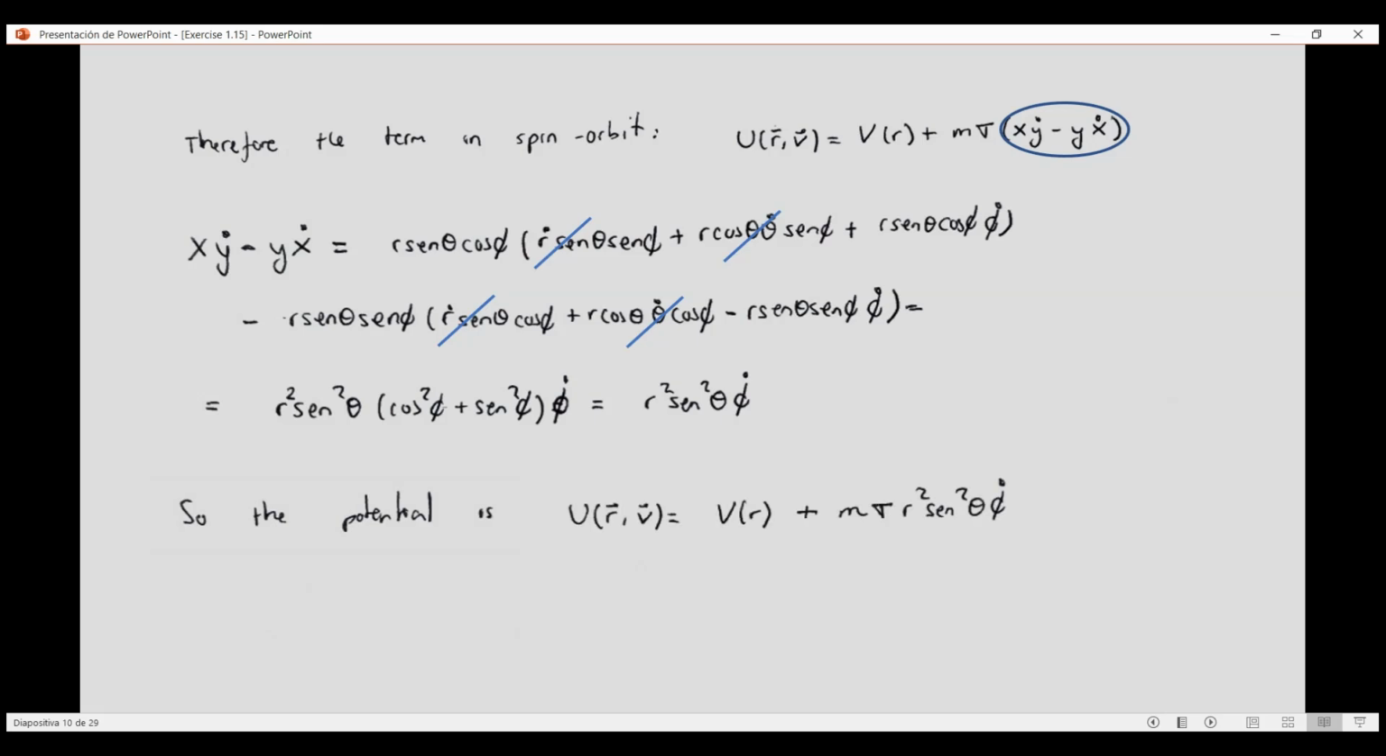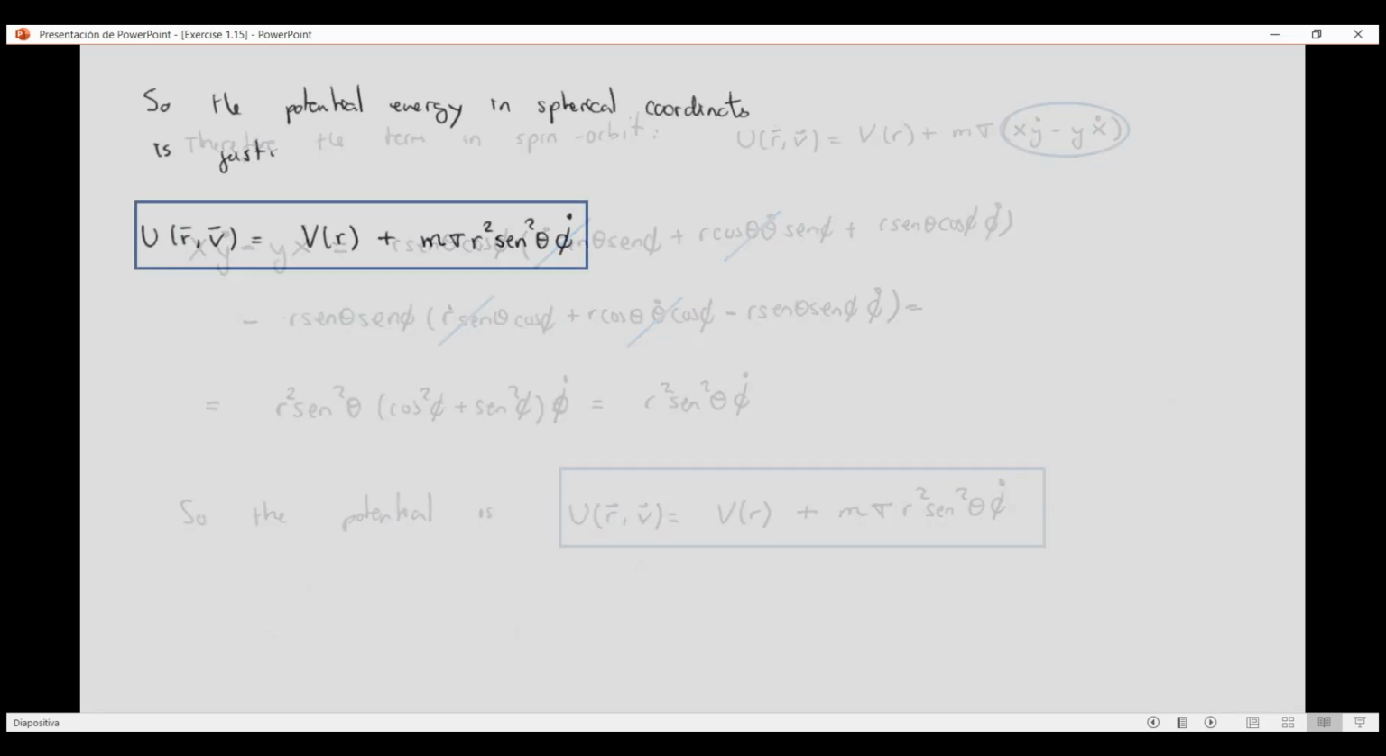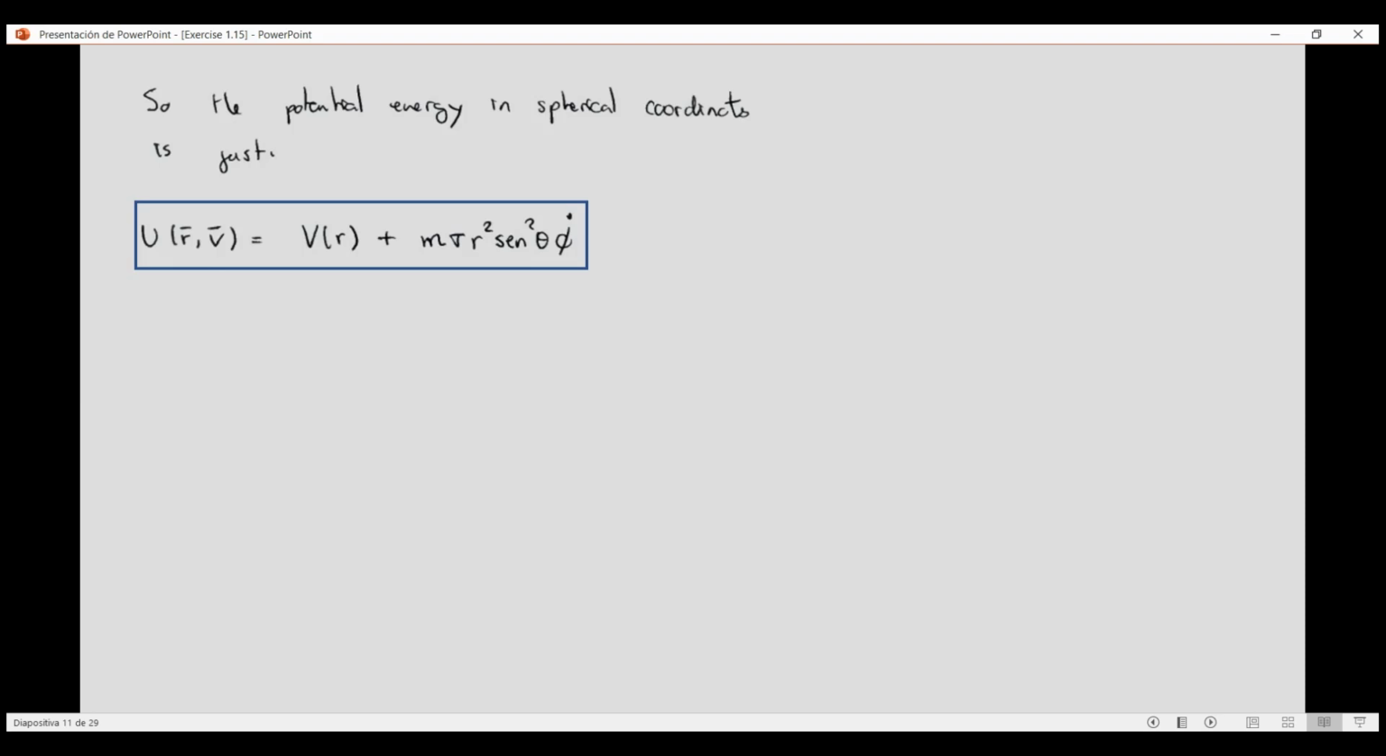So the potential in spherical coordinates is U equals V, capital V, depending just on the radial coordinate, plus m sigma r squared sine squared theta phi dot. Once we have the generalized potential in spherical coordinates, to find the forces in spherical coordinates, we only need to take the derivatives we learned at school. The only difficulty is to substitute the coordinate qj appropriately.